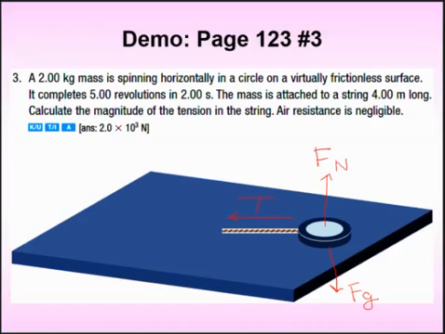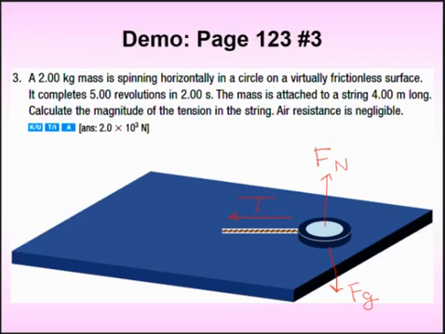Do I really care about the FG and the FN? I don't care about their values, but do I care that they exist? Yes. Otherwise, there's no way this is going to stay on the same level. It's either going to jump up or sink down if one of those beats the other. Okay. What's the equation for FC? FC equals mass V squared over R.